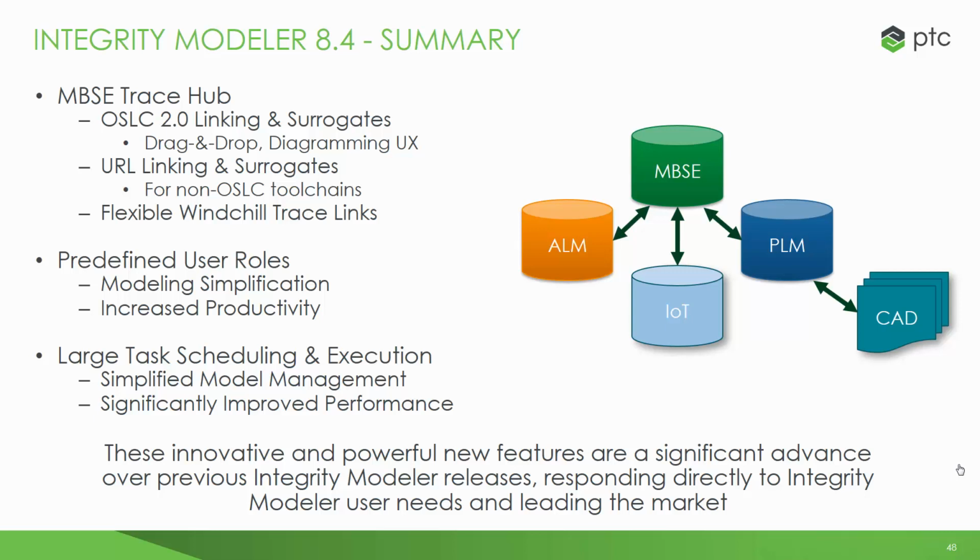These new features really make Integrity Modeler 8.4 stand out. It can now act as the systems model trace hub, both with OSLC and URLs, and the more flexible trace links with ThingWorx. The predefined user roles really improve simplification and help increase your productivity. And the large task scheduling and execution really improve performance and simplify model management. And we believe that these innovative and powerful new features are a significant advance over previous Integrity Modeler releases, responding directly to Integrity Modeler user needs, and once again leading the market.